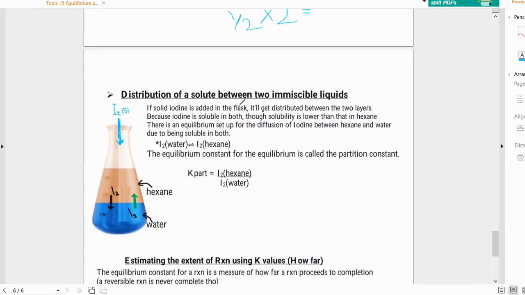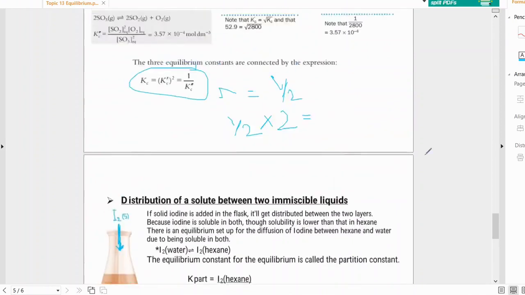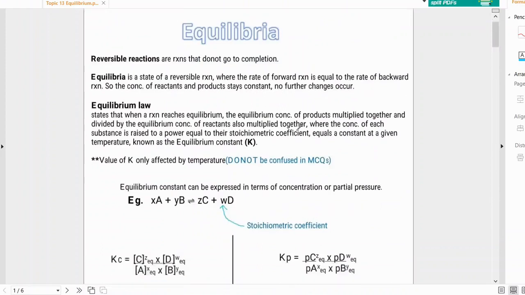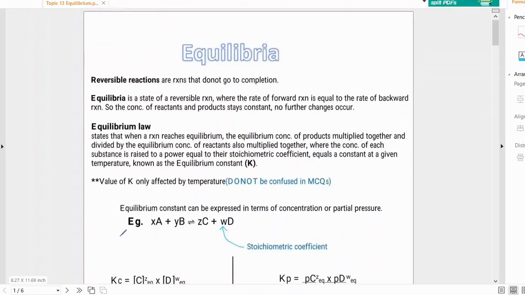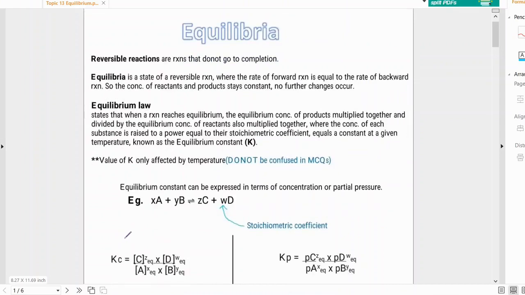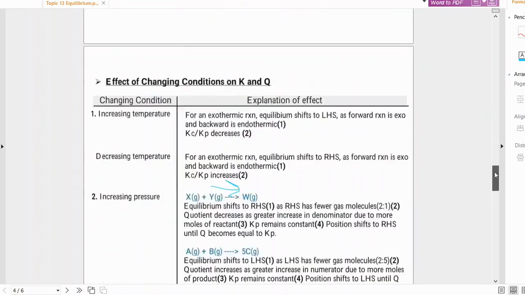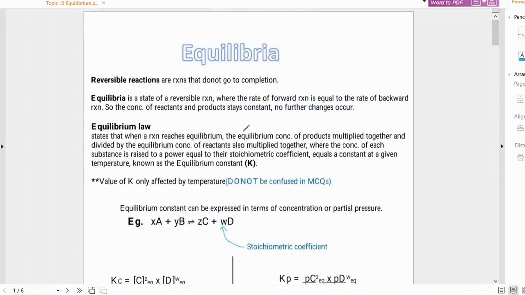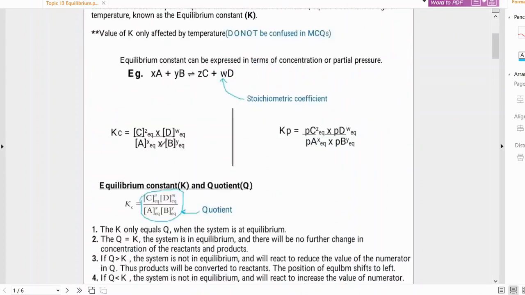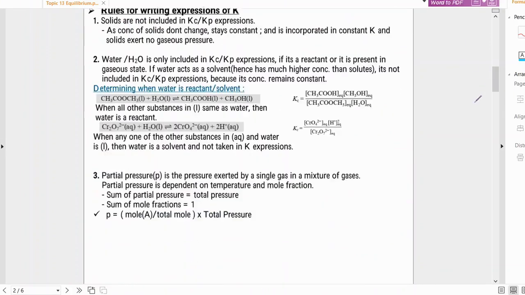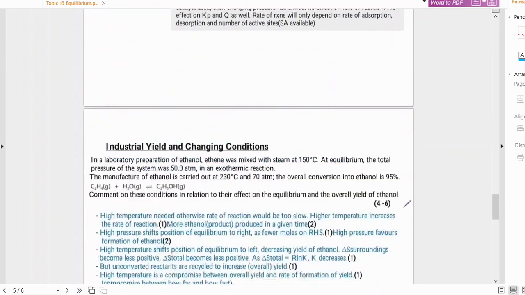So, distribution of a solute between two immiscible liquids. This is just an application of what we learned so far. We learned about equilibrium constants. Not all equilibriums have to be chemical reactions. Some equilibriums can be physical processes as well. But that does not change the fact that all of these are equilibriums, and these rules can be applied to all of these processes.